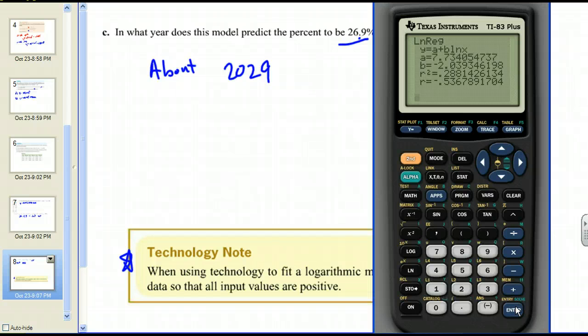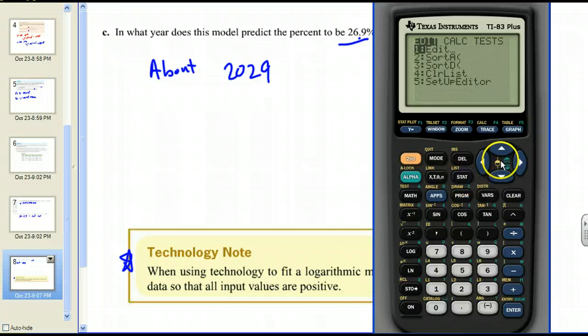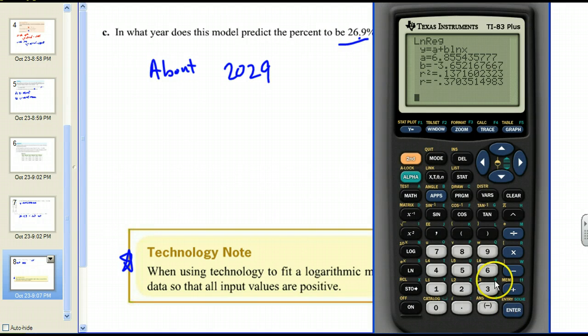it can handle it. And it doesn't matter if you have negatives in your y's, like let's say this is -6. If I run it here, it's fine. It's just when the x's are negative. So make sure you understand that we can't have negatives in the x or the L1 column when we're doing this.